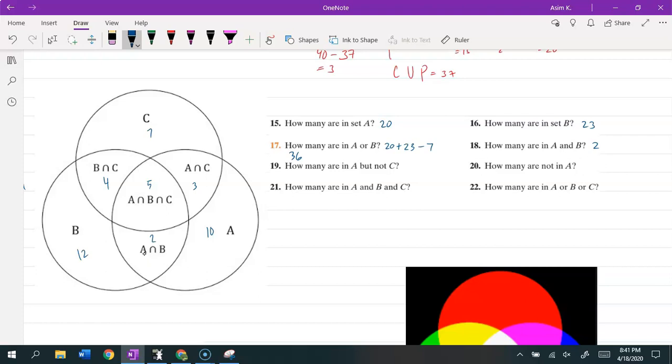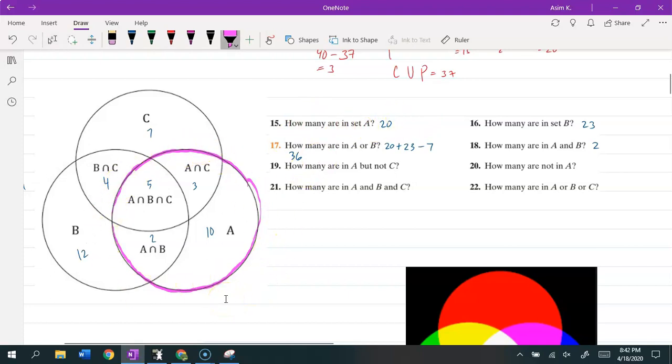number 19. It says how many are in A but not C. So this is where it starts to get a little bit tricky. So I want you to think about everything that's inside of A. Okay, so let's go ahead and highlight, just kind of circling around this. Here is everything that is in set A. Now once again, how many were in set A? According to number 15, there was 20 in set A.